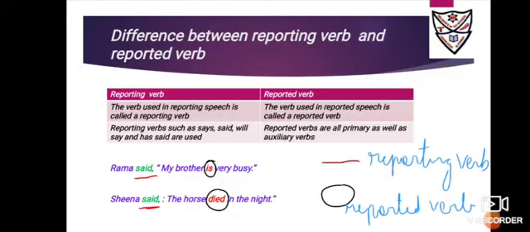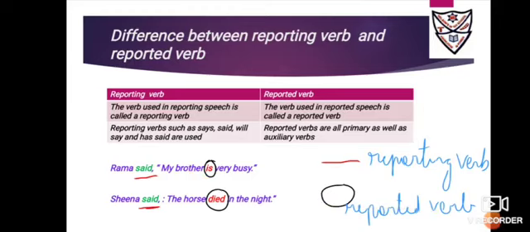As you can see, in the highlighted part, "Rama said," this said is the reporting verb. "Sheena said," this said is the reporting verb. The verb that is underlined is called the reporting verb, and the verb that is circled is called the reported verb. So Rama said what? That my mother is very busy. The verb inside the inverted commas is "is," so we have put a circle. The circled verb is a reported verb.